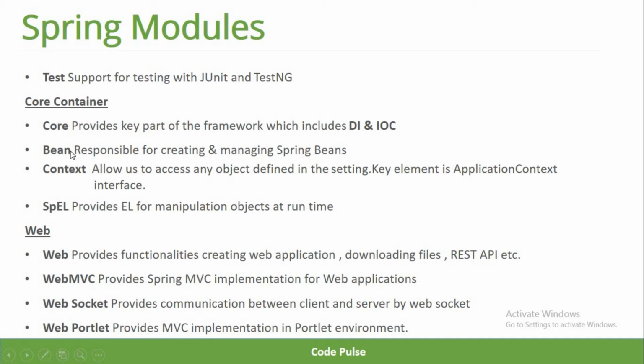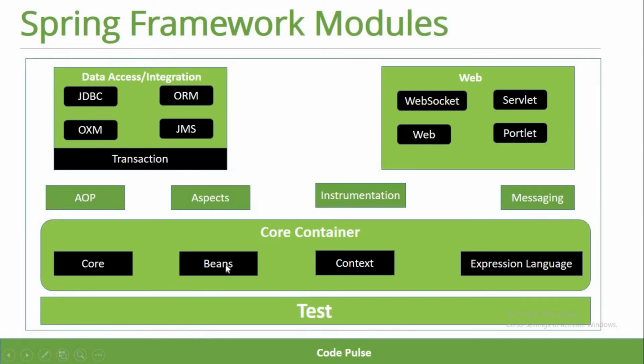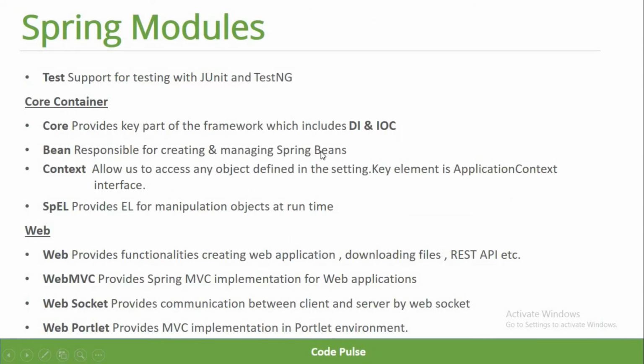Bean. Here let me tell you one thing: whenever I say bean, a bean is actually a Java object. Now this bean module will be responsible for creating and managing the Spring beans. This means the beans module, which is a part of the core container, will be responsible for creating and managing Spring beans, meaning Spring objects. Context. It allows us to access any object defined in the setting, actually in the Spring configuration file. The key element is the application context interface.